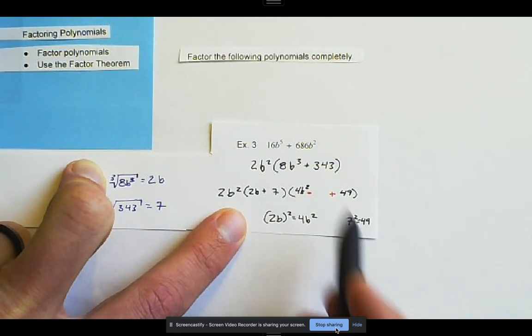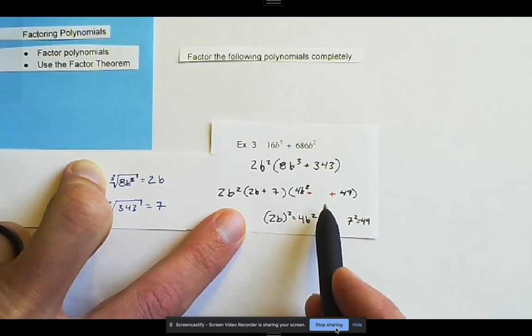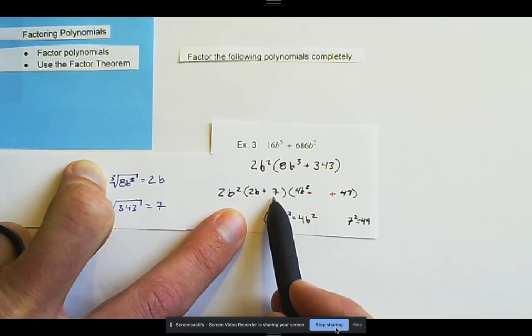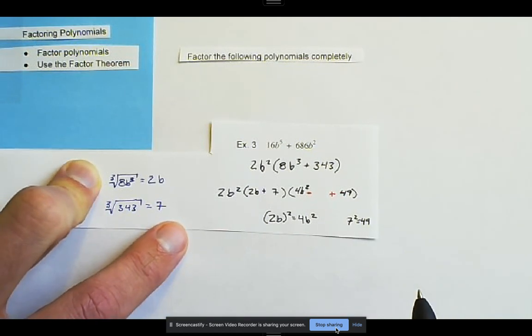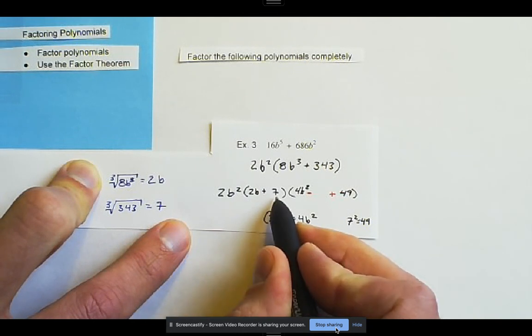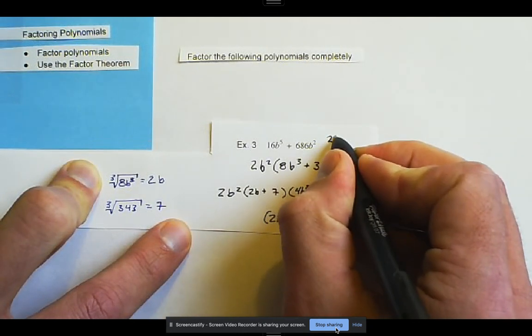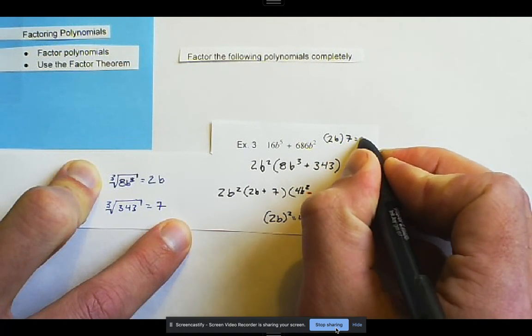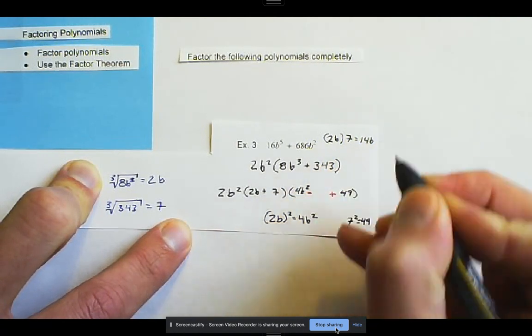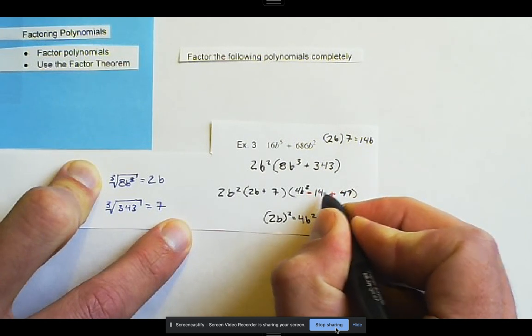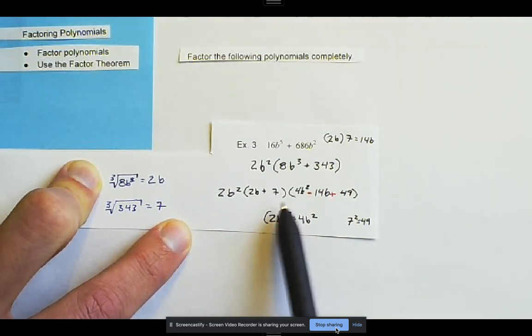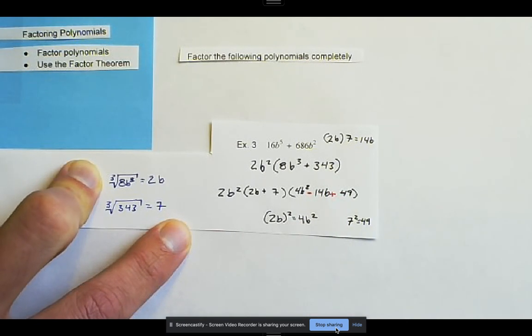And then our middle term that goes between is 2b times 7, and that's going to be our middle term, and 2b times 7 is going to be equal to 14b. And we would be able to keep factoring this, but we're going to stop here for now.